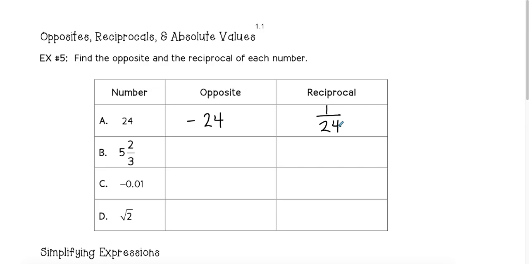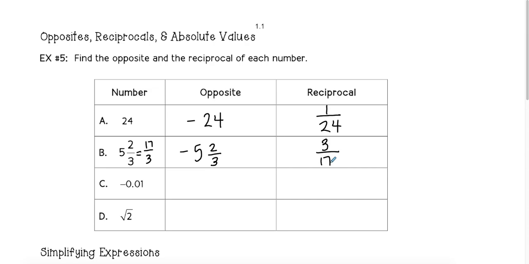Okay, this one's a mixed number. The easiest way to handle this for the reciprocal is to make it into an improper fraction. Hopefully you remember how to do improper fractions. You do the number on the outside times the denominator and you add the top. So 5 times 3 is 15 plus 2 is 17. Your numerator is 17, denominator remains the same. The opposite of this is just putting a negative in front, so -5 2/3. The reciprocal, though, is taking the fraction and flipping it. That's why we had to change it to an improper fraction, because this is 3/17.